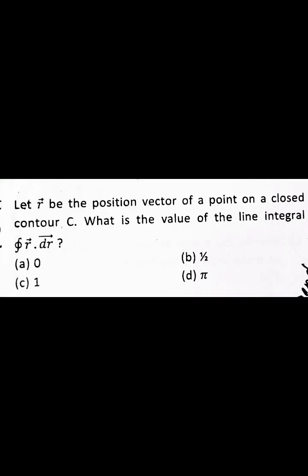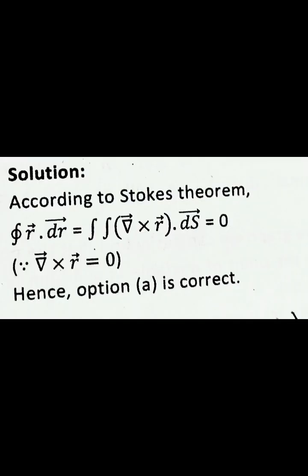Next question is, let R be the position vector of a point on a closed contour C. What is the value of the line integral over R dot dr? So here R is a position vector of a point, so that it is a constant value. So if we take the del cross of that R, we get the answer as 0. So by Stokes theorem we can write the integral over R dot dr is equal to double integral over del cross R dot dS. As del cross R is equal to 0, the integral value is equal to 0. So the answer is option A.